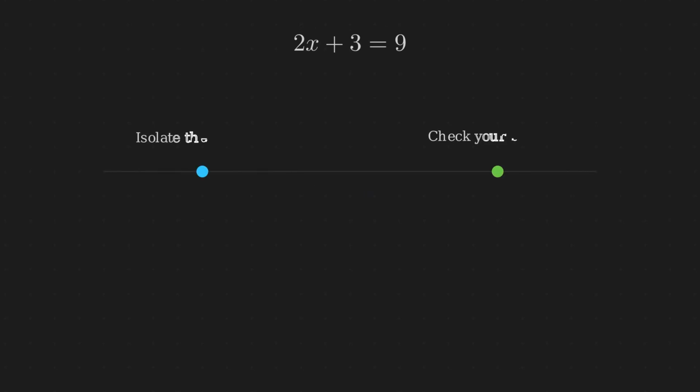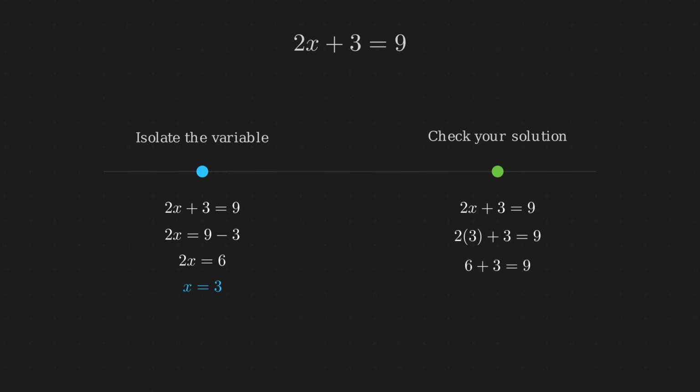Isolating the variable and checking your solution are two of the most important skills when solving any linear equation. Now that you know how to apply each operation and verify your answer, you have everything you need to start solving any linear equation. Thank you for watching.